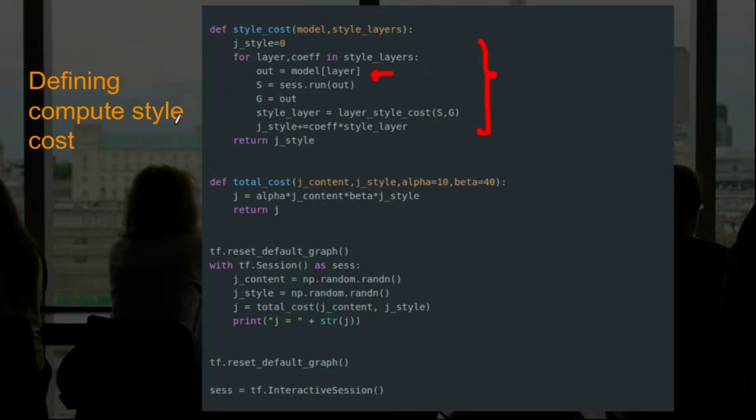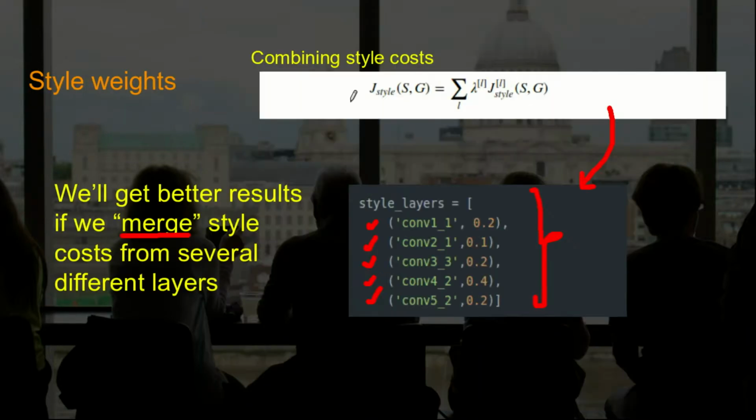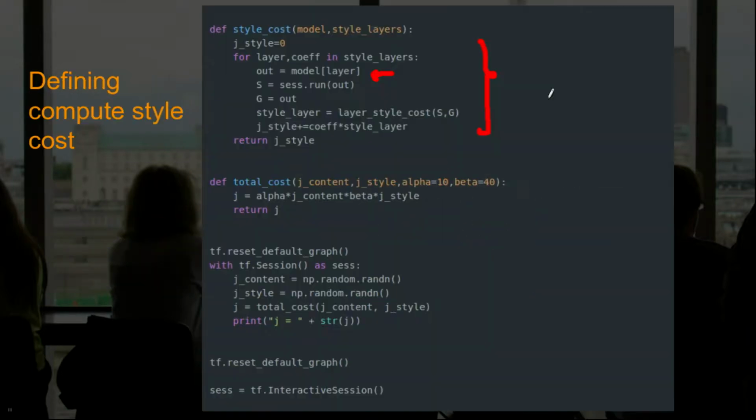We are going to run a for loop, and we are going to select the output tensor of the currently selected layer. After that, S is the hidden layer activation from the layer we have selected by running the session on out, and then we are going to set G to be the hidden layer activation from some layer. Here G references model, and we'll assign the image G as the model input, so that when we run the session, we'll see the activation drawn from the appropriate layer with G as input. And then we are going to compute the style cost from the current layer.